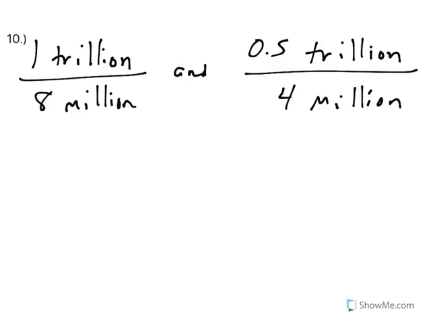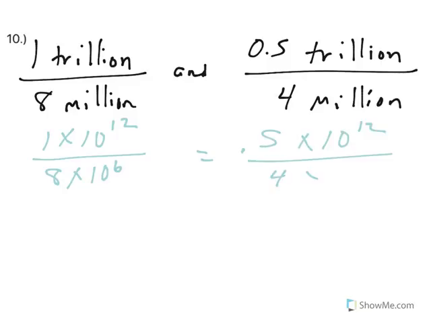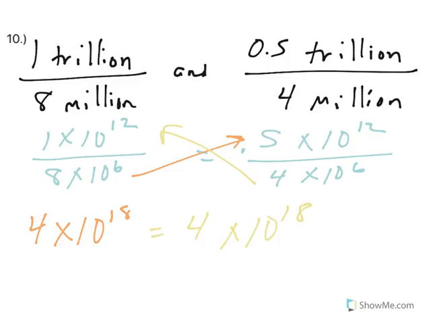And let's do another one of these. 1 trillion, 1 times 10 to the 12th over 8 million, 8 times 10 to the 6th. Is that the same as 0.5 times 10 to the 12th over 4 times 10 to the 6th? Well, I go this way and I get 4 times 10 to the 18th. I go this way and I get 4 times 10 to the 18th. Yes, those are the same.